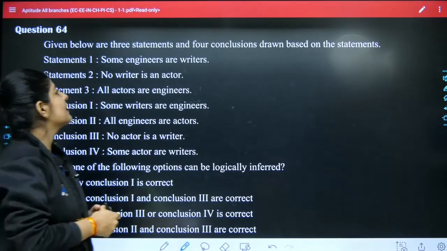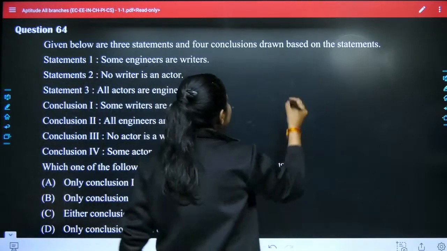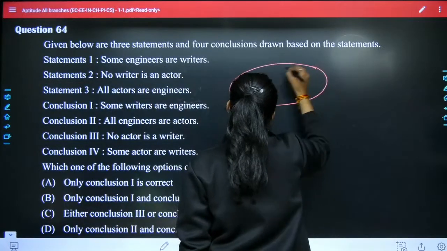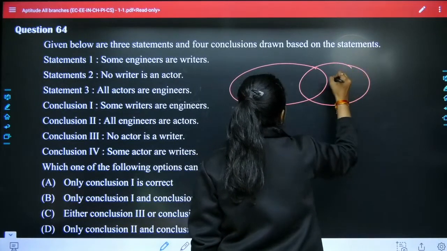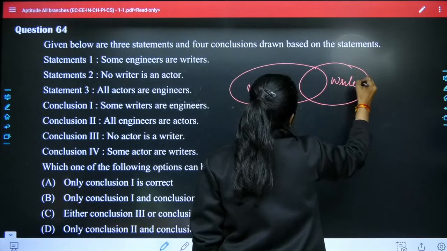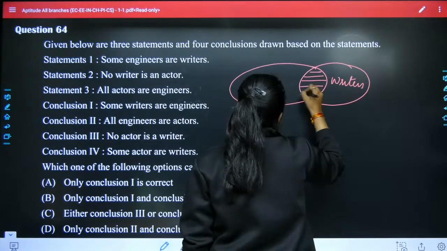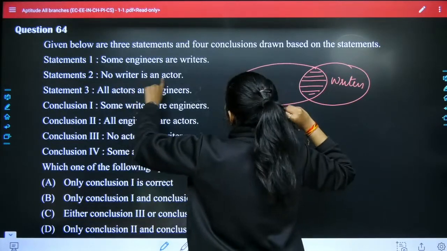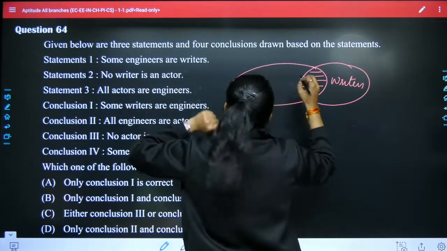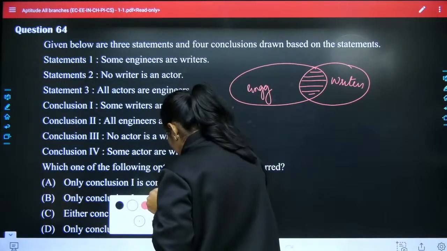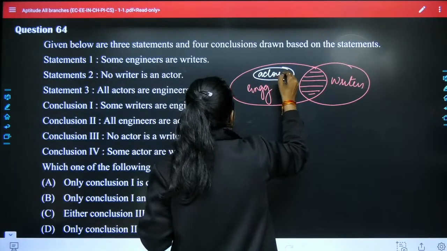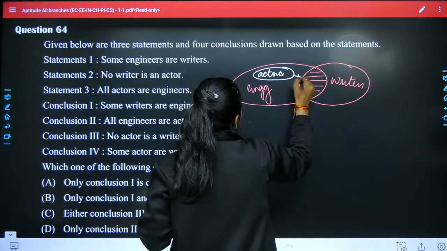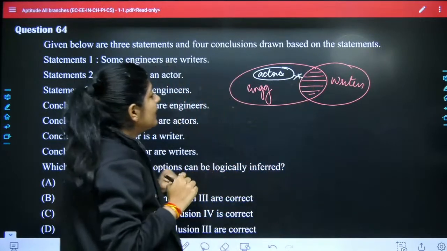It is given that some engineers are writers. No writer is an actor and all actors are engineers. So we can draw actors like this. These are the actors and there is no relation between these two. This is the Venn diagram which we have.